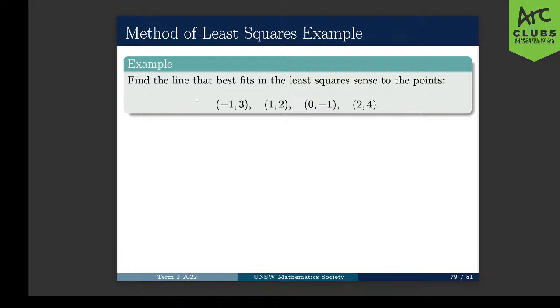-1. Just write it down. -1, 3, 1, 2. Actually, I'll just show it on the slides. Okay, let's try to find the line that best fits, in the least squares sense, to these 4 points here.